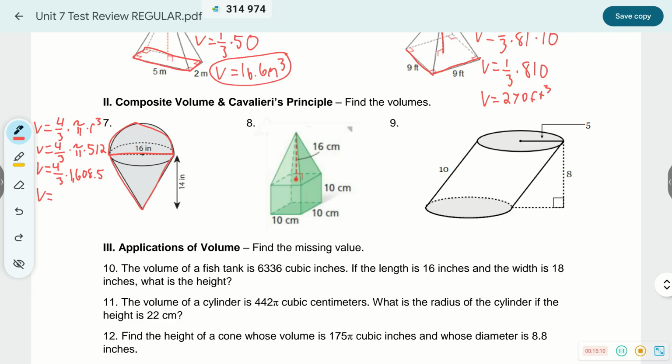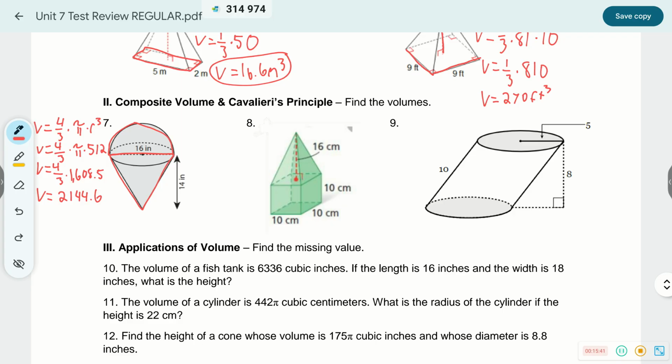Multiply it by 4, and then divide it by 3, which gives us 2,144.6. Okay. Now, this would be the volume, guys. This would be the volume of a sphere, but we only have half a sphere, so we actually have to divide this by 2 now.